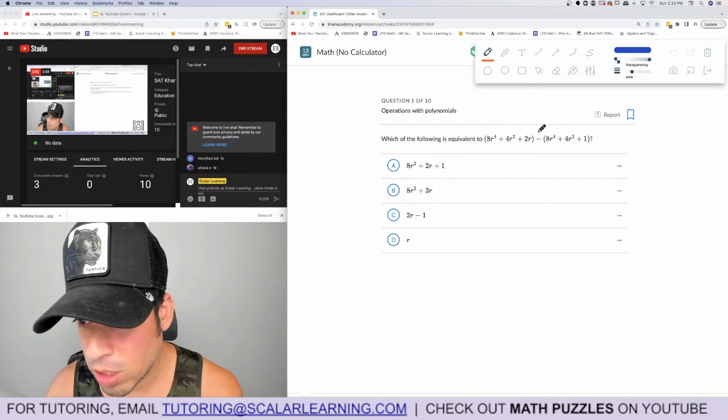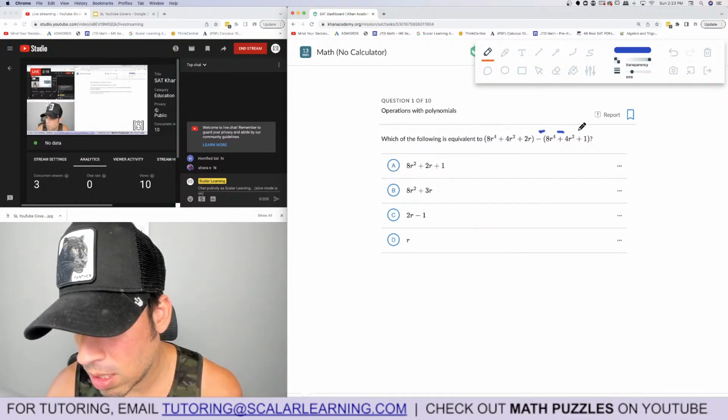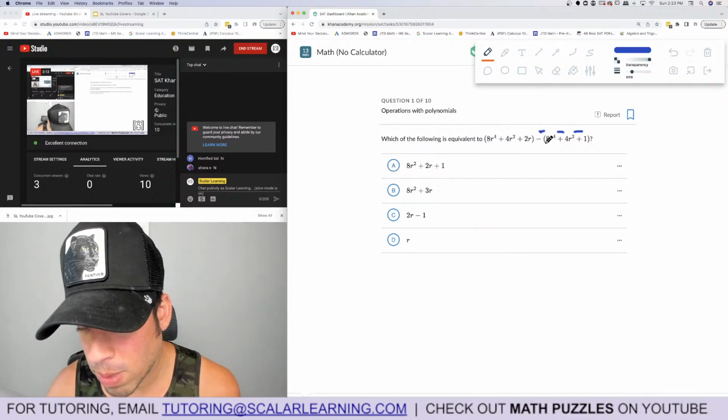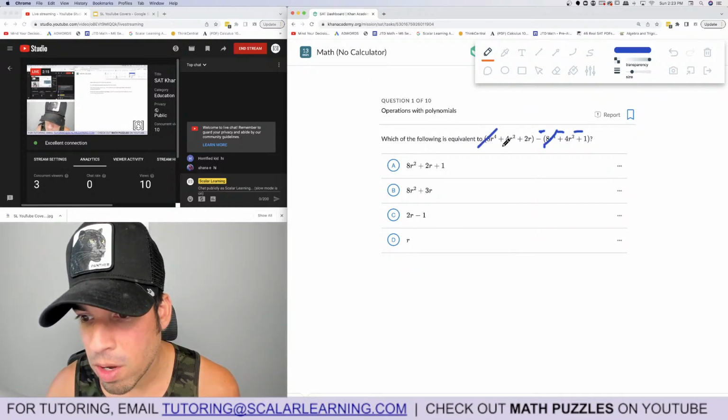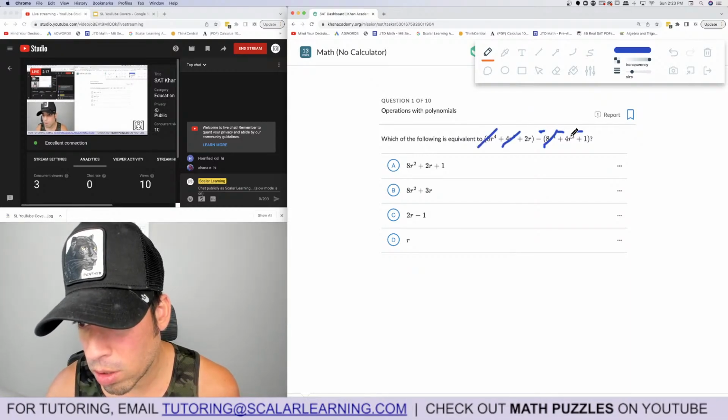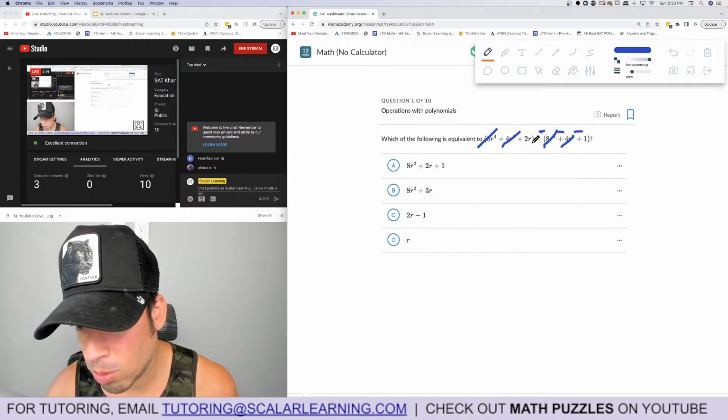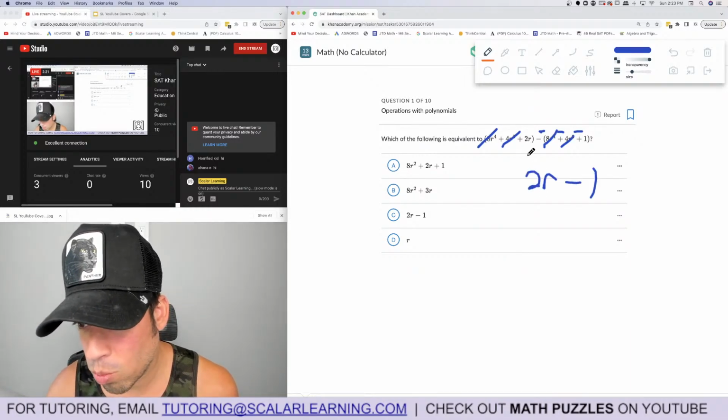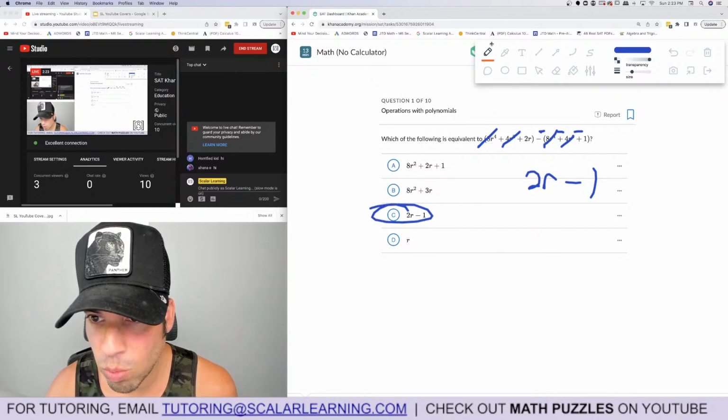Okay, so in these, we distribute the minus. So that's going to be negative, negative, negative. So 8r to the fourth minus 8r to the fourth, those are going to cancel out. 4r squared and negative 4r squared, those are going to cancel out, right? Because the negative distributes. And it's going to be 2r minus 1. They don't combine. C is the winner. Done.